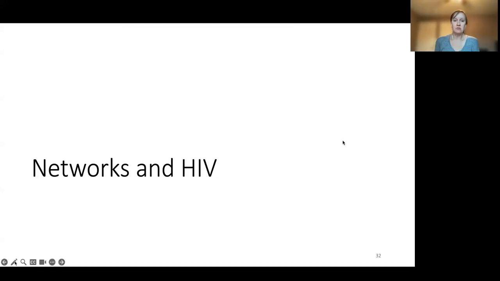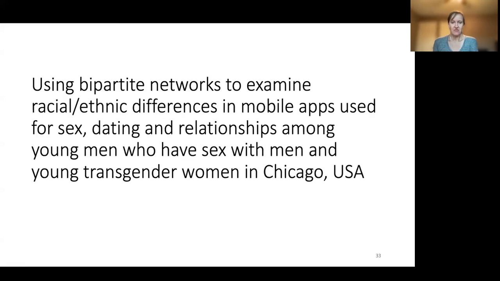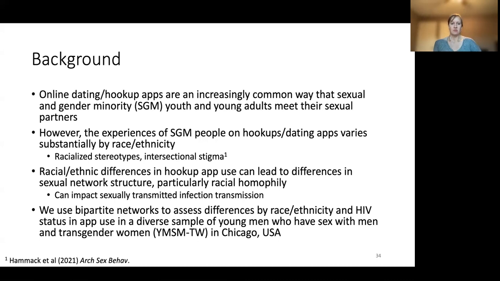So now I'll talk about two a little bit disparate projects that I've worked on, looking at networks in HIV. And the first is using bipartite networks to examine racial and ethnic differences in mobile app use for sex, dating, and relationships among young men who have sex with men and young transgender women in Chicago. So apologies, this is a big gear shift. This is very much applied work now, whereas that has really been more conceptual.